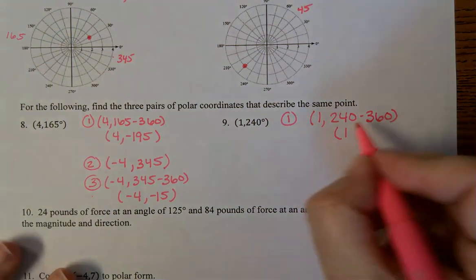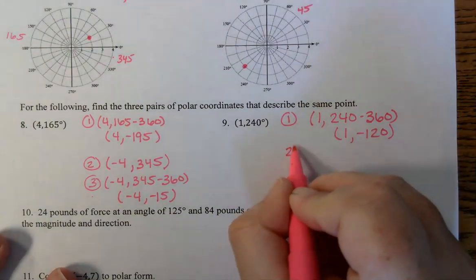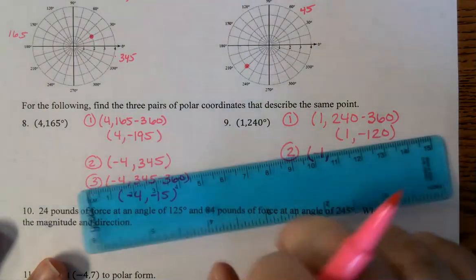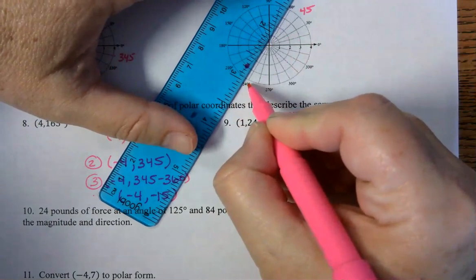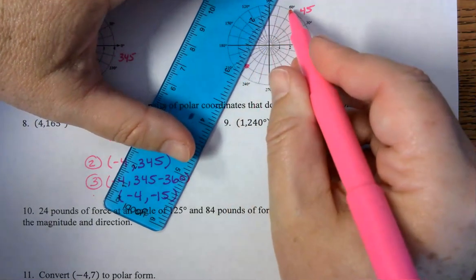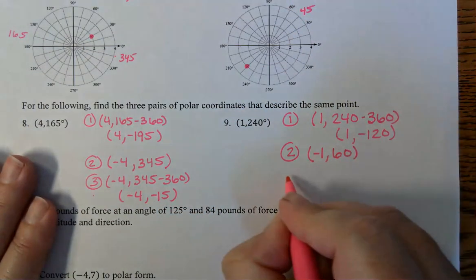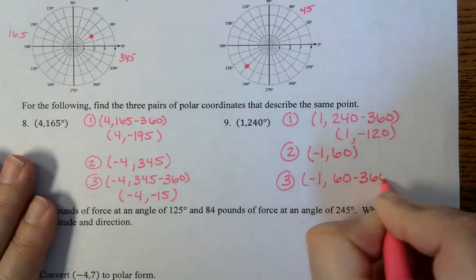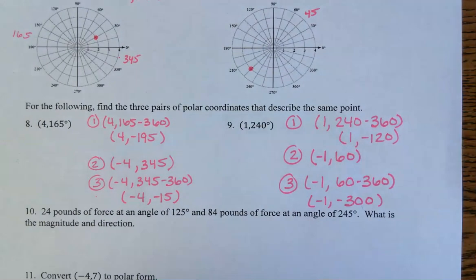But the way I've been doing math right now, Lord only knows. Number 2, negative 1. So here, where's 240? I'm going to use this graph right here. Here's 240. What angle is directly across from it? And it is 60 degrees. And then you'll do negative 1, 60 minus 360. And that gives me negative 300. Okay. That's easy.